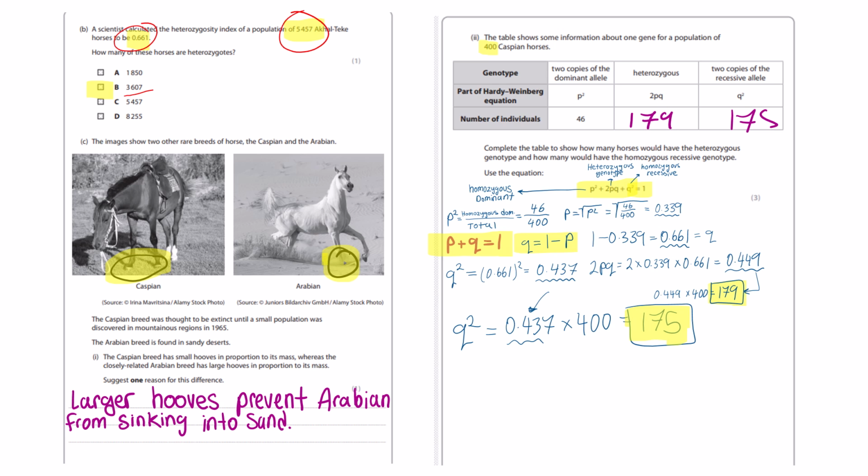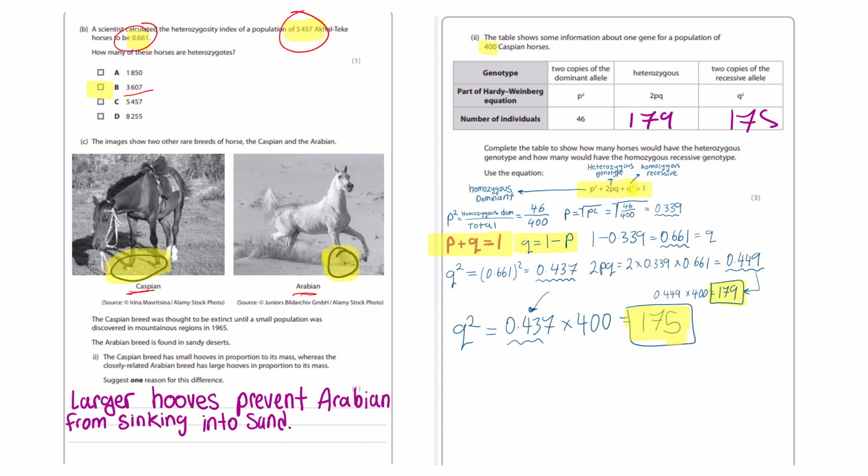Okay, question C. The images show two rare breeds of horses, the Caspian horse and the Arabian horse. Caspian just means regions like Iran, Turkey, Armenia. And the Arabian horse is found in the Middle East in countries like Saudi Arabia, UAE. The Caspian breed was thought to be extinct until a small population was discovered in the mountainous regions in 1965. The Arabian breed is found in sandy deserts.